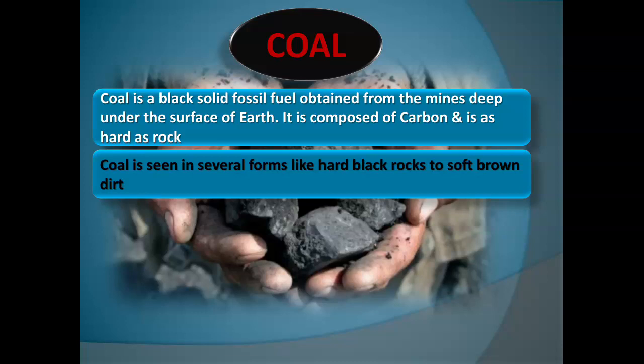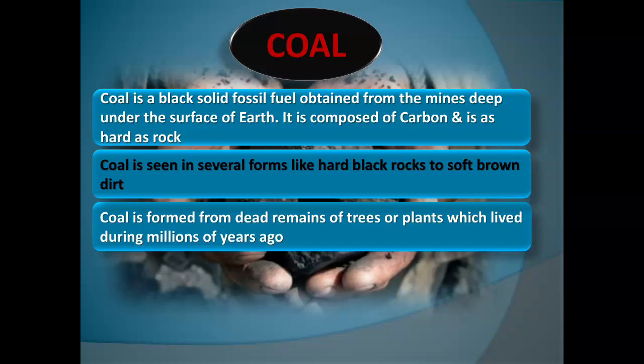Now, coal is seen in several forms. We can get coal in different forms like hard black rocks and soft brown dirt. So there are various forms of coal we can get. Coal is formed from the dead remains of trees or plants which lived millions of years ago, so it is a fossil fuel.